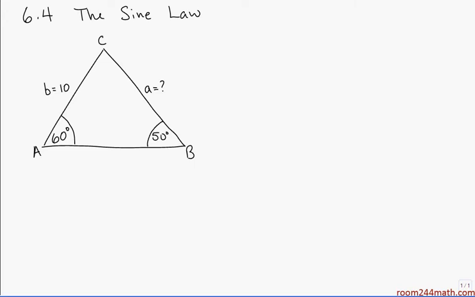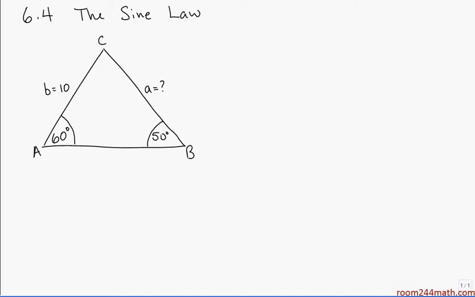We've seen that we can use basic trigonometry, sine, cosine, and tangent, to work with right triangles, but we haven't applied trigonometry to triangles that are not right triangles. So let's take a look at the triangle given here. We have triangle ABC. It's definitely not a right triangle. We're given angle A is 60 degrees and angle B is 50 degrees.